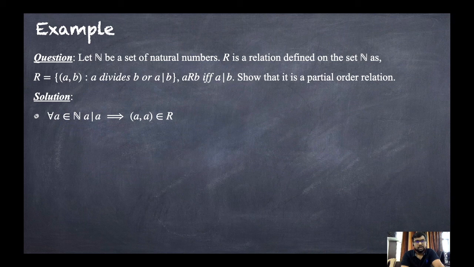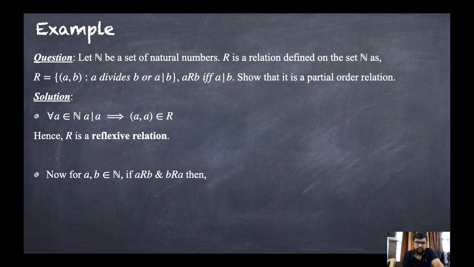The first one, for every A belonging to N, A divides itself. So A divides A. That means the ordered pair (A, A) belongs to the given relation. So hence it is a reflexive relation because any number divides itself. The second one, now we just take two elements A, B belonging to the set of natural numbers. If A is related to B and B is related to A, then that means A divides B and B divides A. And obviously A, B belong to N, so that implies A and B both are the same. You can check for any number in the set of natural numbers.